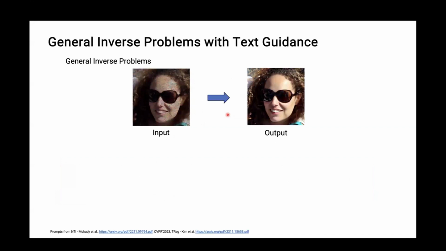Once you have the second order correction, you can do other interesting things. You can start doing text guided editing. So I have about 3 minutes, Alex. Perfect. So the general inverse problem is taking this noisy image and giving a clean image.